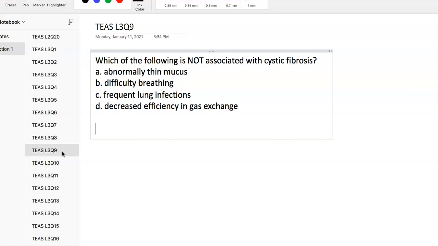Okay, we got a cystic fibrosis question. Which of the following is not associated with cystic fibrosis? And the answer we want is answer choice A, abnormally thin mucus. The thick mucus, not thin, in cystic fibrosis leads to difficulty breathing and frequent lung infections.